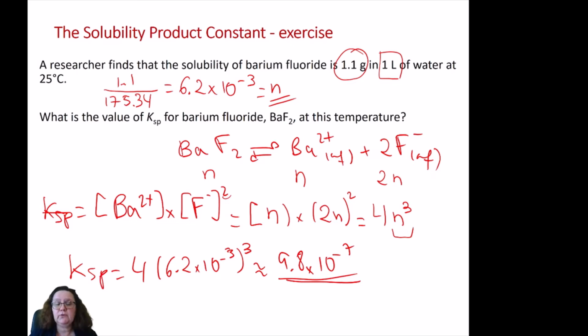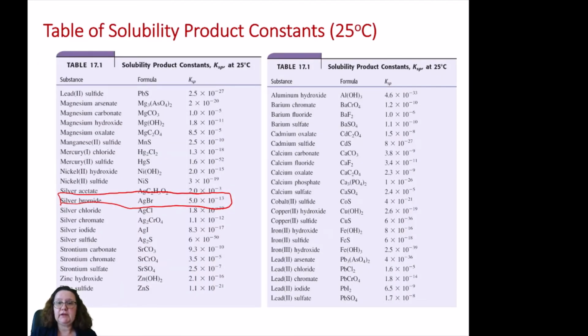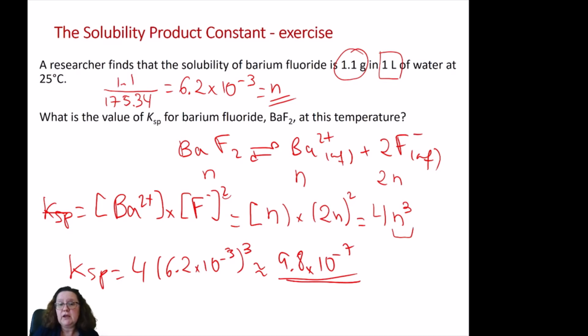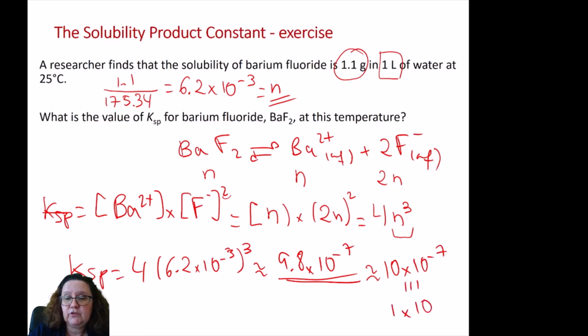So is that value correct? Well, we can look at the previous slide and see if the calculations I've done are correct. So if I go here and I look at the solubility at 25 degrees for barium fluoride, or the KSP for barium fluoride, it tells me that it's 1 times 10 to the minus 6. And that is similar to the value I've obtained, because if you think about it, 9.8 times 10 to the minus 7 is approximately, if you round up, 10 to the minus 7, which is the same as writing 1 times 10 to the minus 6.